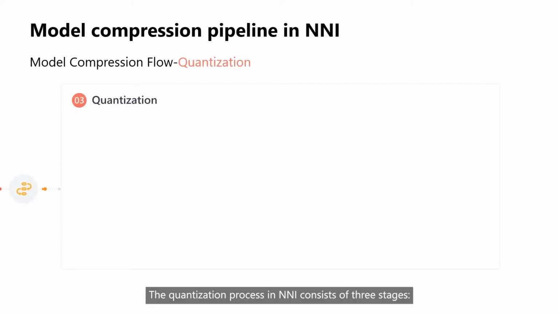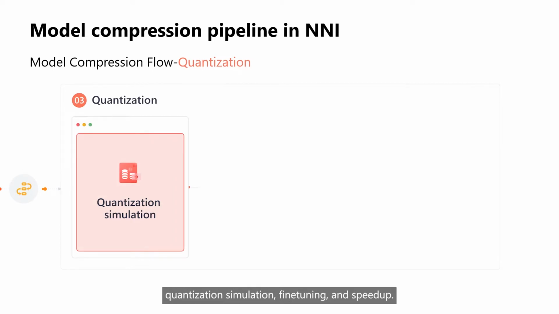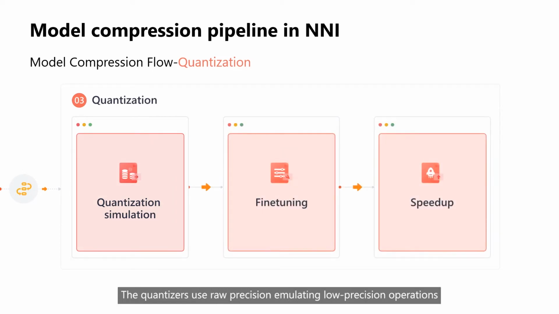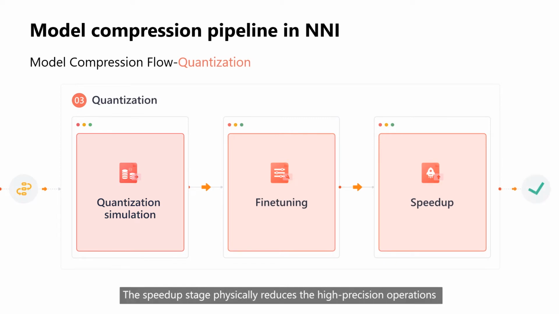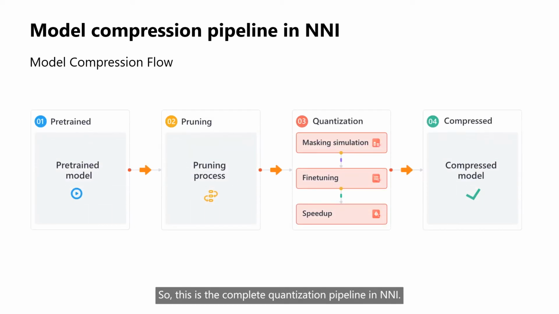The quantization process in NNI consists of 3 stages: quantization simulation, fine-tuning, and speedup. The quantizers use raw precision emulating low-precision operations to simulate the quantization effects by scaling techniques. A fine-tuning stage is usually required to recover the precision lost due to quantization simulation. The speedup stage physically reduces the high-precision operations to low-precision operations by converting the model to a TensorRT engine. So, this is the complete quantization pipeline in NNI.